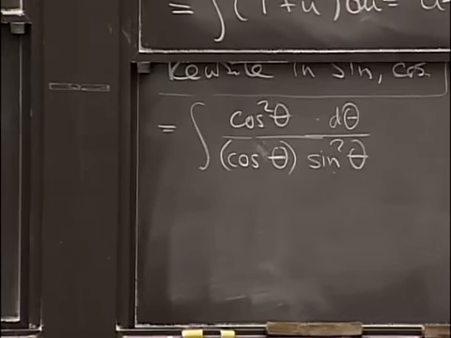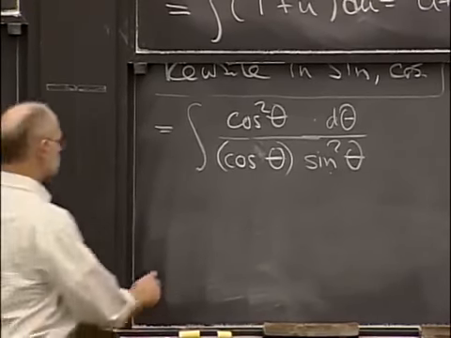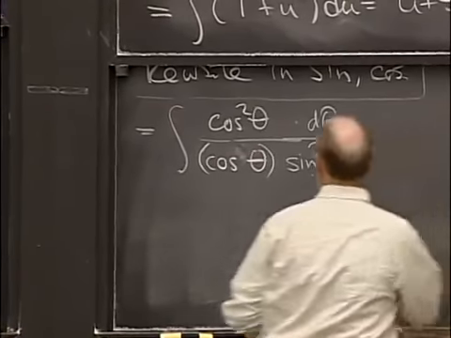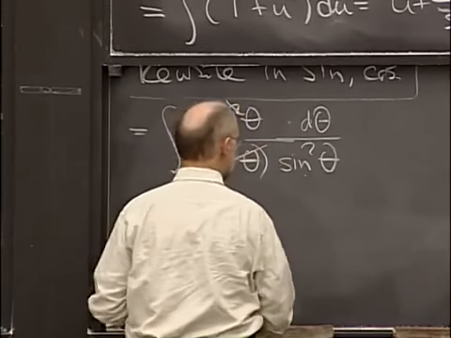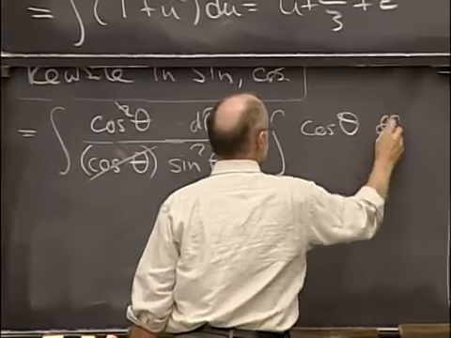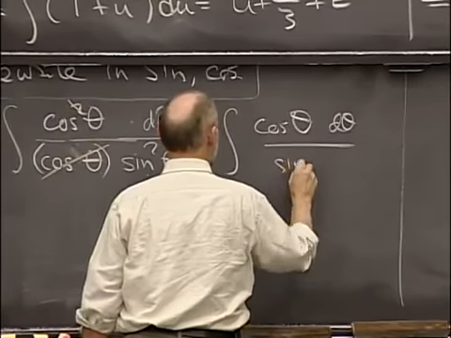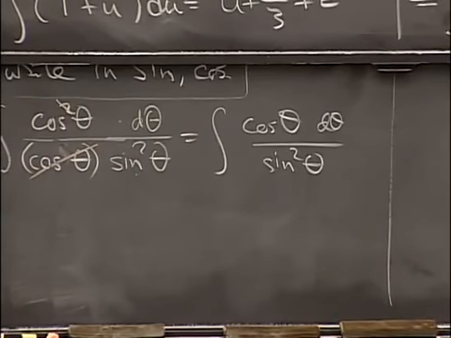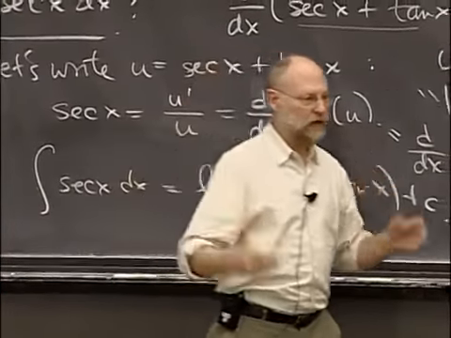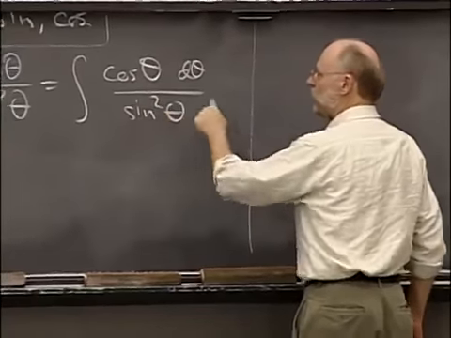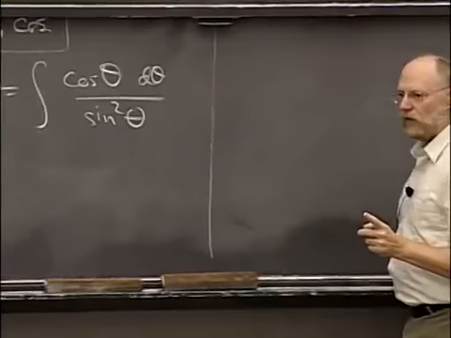And now you see some more cancellation occurs. That's the virtue of writing things out in this way. So now the square here cancels with this cosine, and I'm left with cosine theta d theta divided by sine squared theta. That's a little simpler, and it puts me in a position to use the same idea I just used. I see the sine here. I might look around in this integral to see if its derivative occurs anywhere.